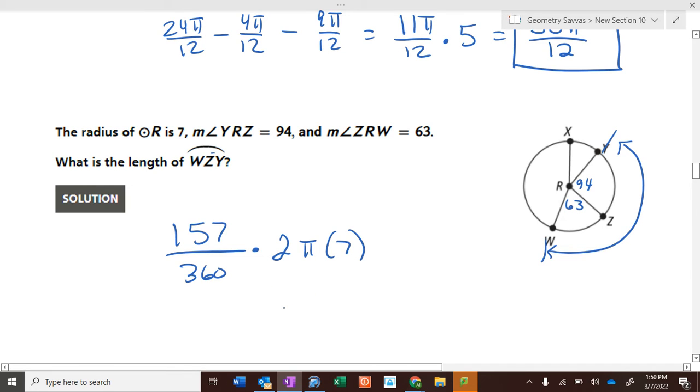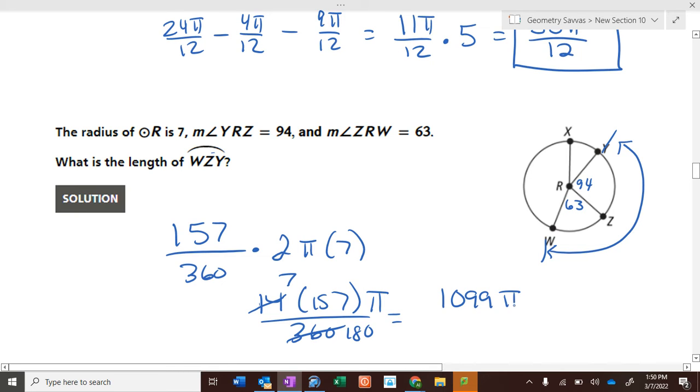So you get 2 times 7, which is 14. So 14 times 157 over 360. I think just 2 goes into each. So somebody on a calculator takes 7 times 157. 1099 pi over 180. Does 9 go into each of these? I bet no, it doesn't. Oh yeah, 180, not 1080.